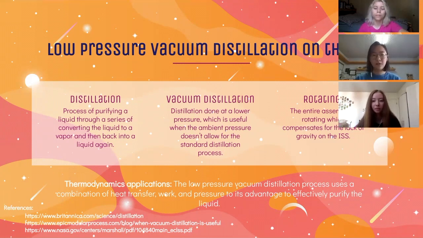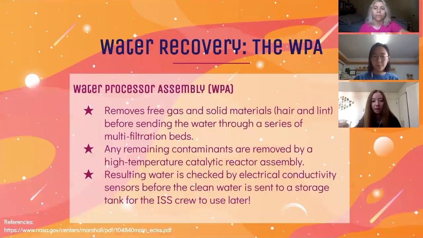After all of this, the water from the UPA gets sent to the water processor assembly, also known as the WPA, along with the rest of the wastewater. From here, the WPA removes free gas and solid materials, air and solids, before sending water through a series of multi-filtration beds. After that, any remaining contaminants are removed by the high temperature catalytic reactor assembly, which to my understanding is a process to kill microorganisms by means of a chemical reaction.